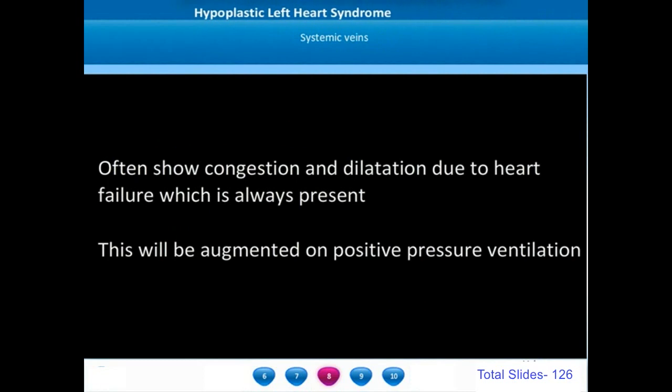Let us start the segmental approach from systemic veins. The IVC and hepatic veins often show congestion. They are dilated due to heart failure, which is almost always present. The IVC congestion and dilatation will be augmented since most of these babies may be on positive pressure ventilation.